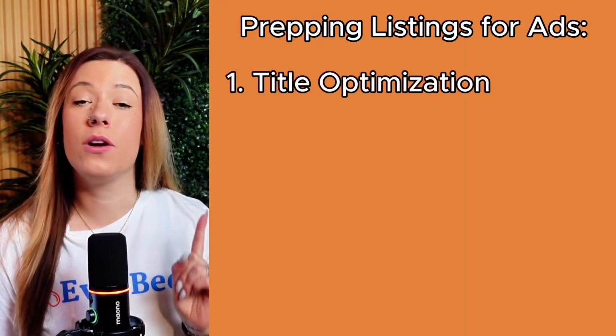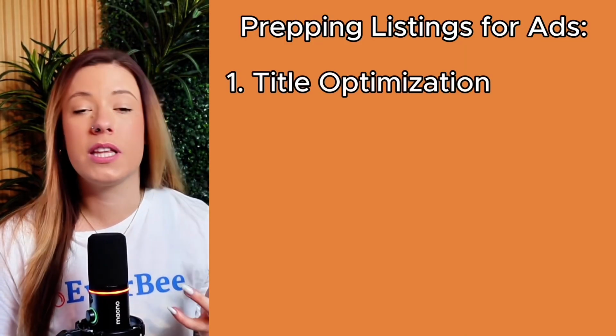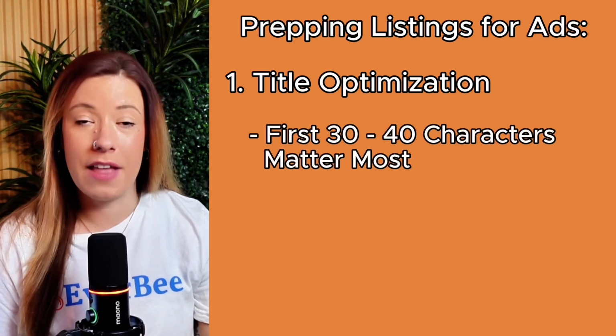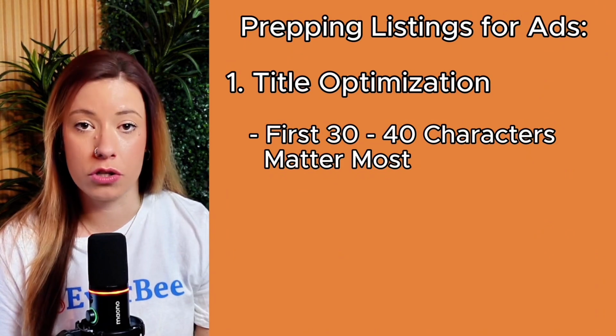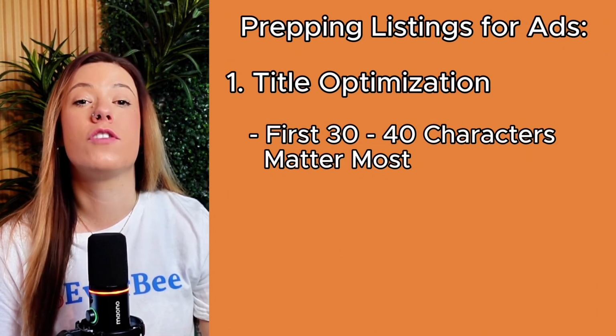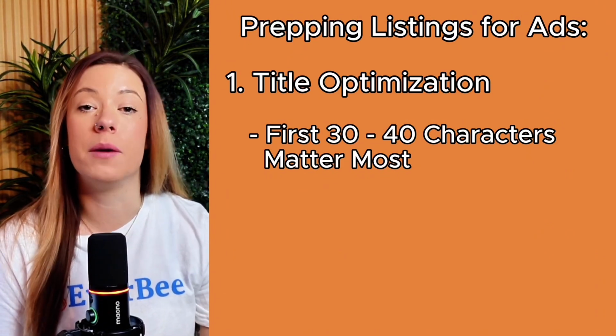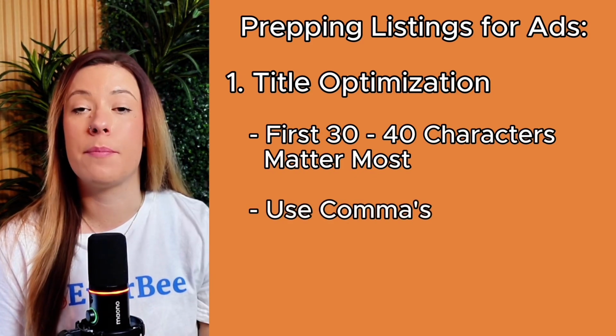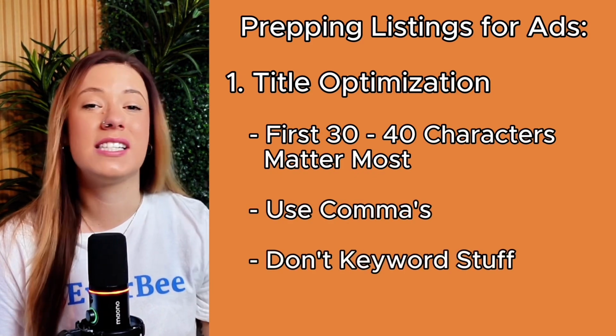Number one is title optimization. I want you to really place importance on the first 30 to 40 characters. These matter the most, and this is exactly what shoppers see first. Put the exact thing that you believe your shopper would be searching for right up front. Something like personalized bridesmaid tote bag. Use commas to separate keyword phrases and don't just keyword stuff.